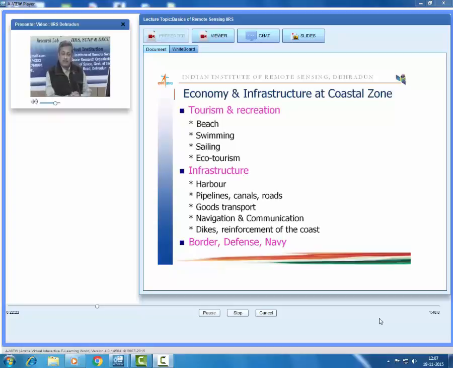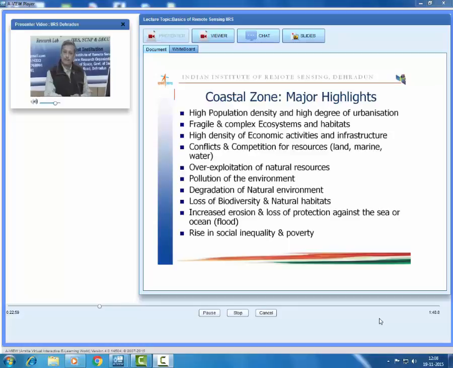New harbors are coming up, and obviously harbors are important when national development is concerned. There are new pipelines, canals and roads, good transport, navigation and communication activities, dikes, reinforcement of the coast, and most importantly, coastal areas are sometimes the international border, like our borders with Bangladesh, Pakistan and Sri Lanka. So these coastal areas are very, very important, and a lot of defense and naval activities are happening to protect our nation. So they are also doing a lot of activities in the coastal area.